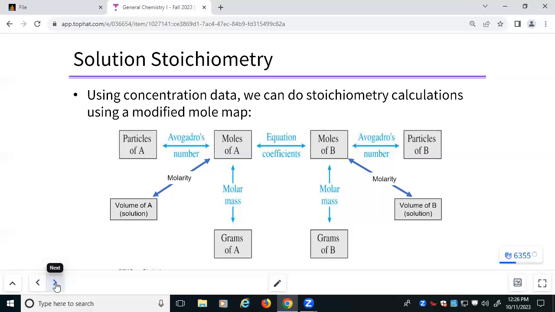But we do have something that we can work with, and that is molarity. Remember, molarity is moles of a solute divided by liters of solution.